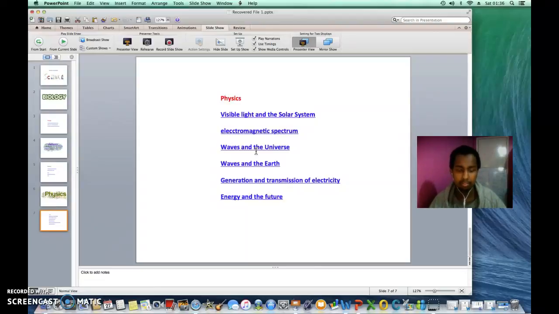Can any living things exist on other planets? Are they habitable? The distances, light years, all these things we're going to discuss in this topic. Next, waves on Earth: seismic waves, infrared, sound, ultrasound, these types of things. This is a difficult topic. We have to spend a lot of time studying this topic.